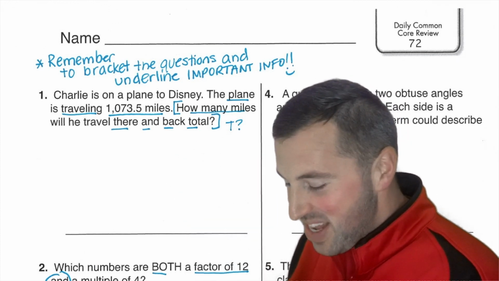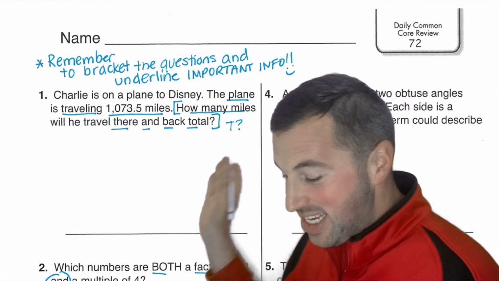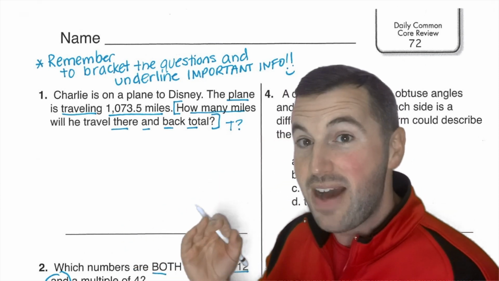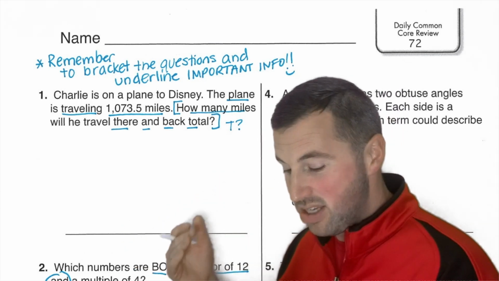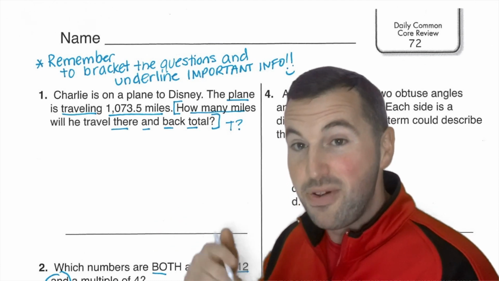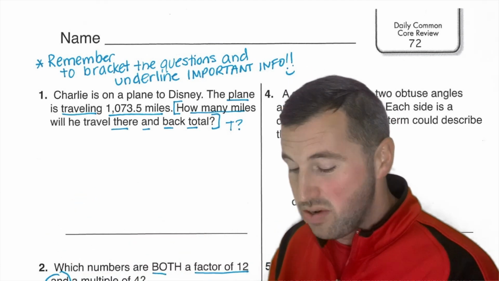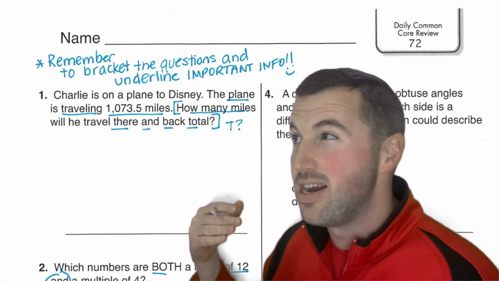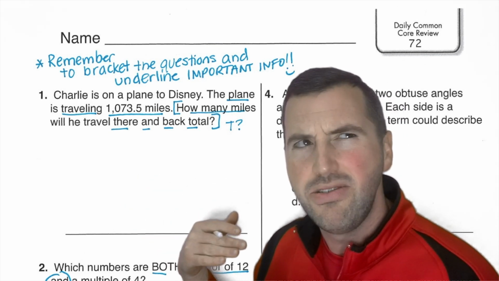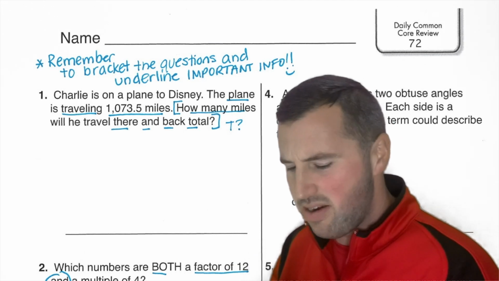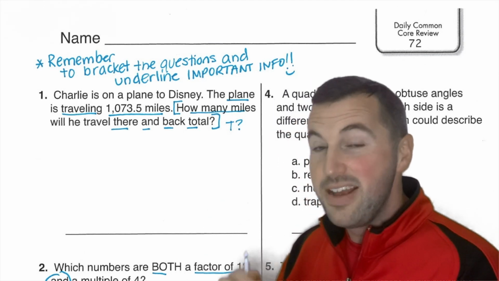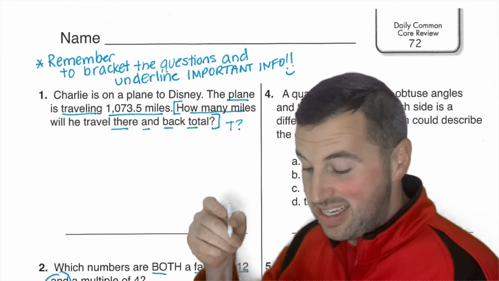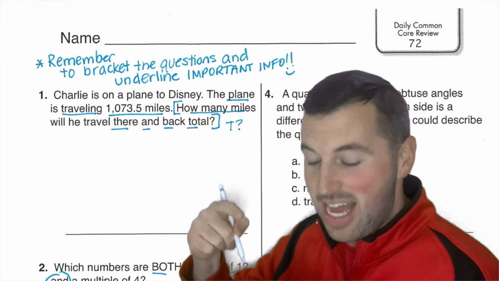Anyway, here we go. Number 1, Charlie is on a plane to Disney. The plane is traveling 1,073.5 and 5/10 miles. How many miles will he travel there and back total? This actually is true. That's how many miles from McCain to Orlando, I think it was when I calculated it. I don't remember. Anyway, there and back total, so realize you have that amount there plus that amount back.